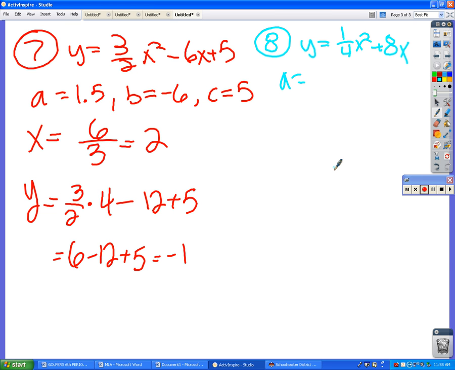Okay, A is 1/4, which is what as a decimal? 0.25. B is, nope, B is the number before the x term, so it's 8. And C is 0, right, good, okay. So my x coordinate is -8 divided by 0.5, because 0.25 doubled is 0.5, and -8 divided by 0.5 is -16.